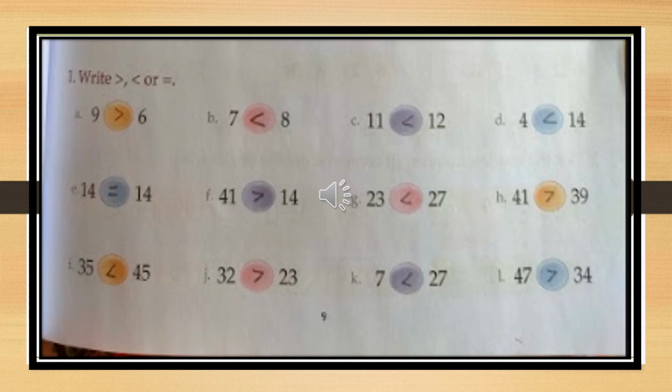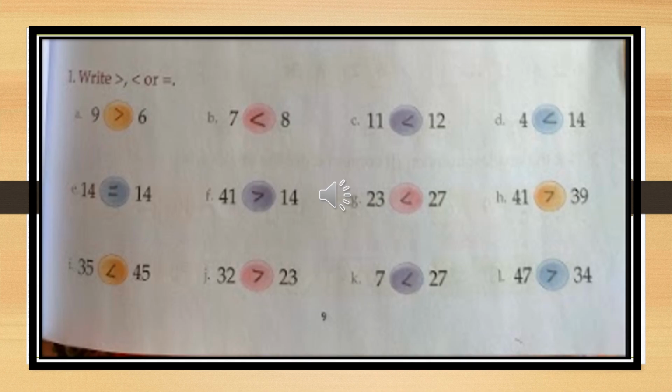In the next one, 41 and 14, 41 is the bigger number, so the sign will face 41. 23 and 27, 27 is the bigger number, so the sign will face 27. 41 and 39, 41 is bigger than 39, because 41 comes after 39. So, the number which comes after is always bigger. So, the birdie has opened the mouth towards 41.